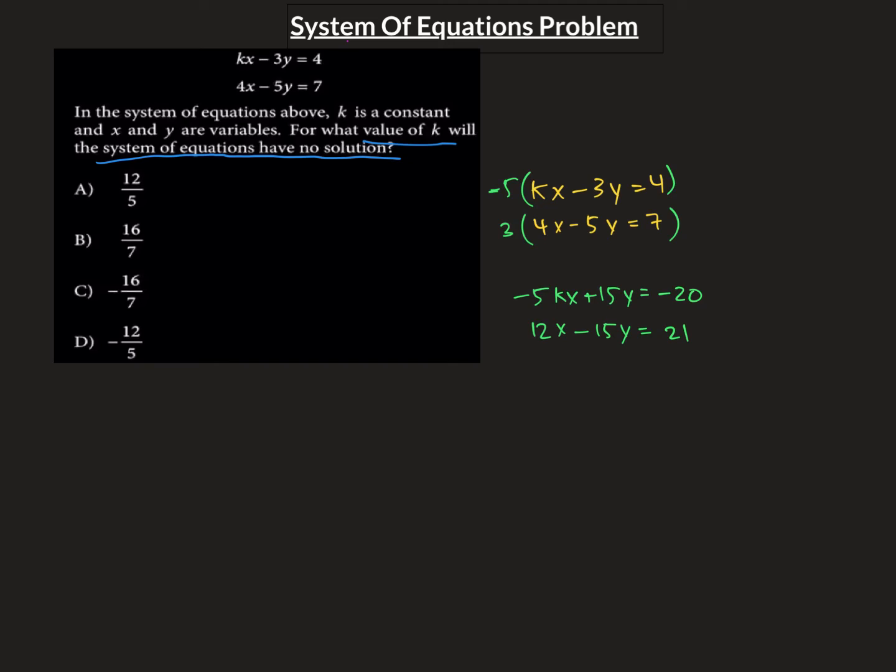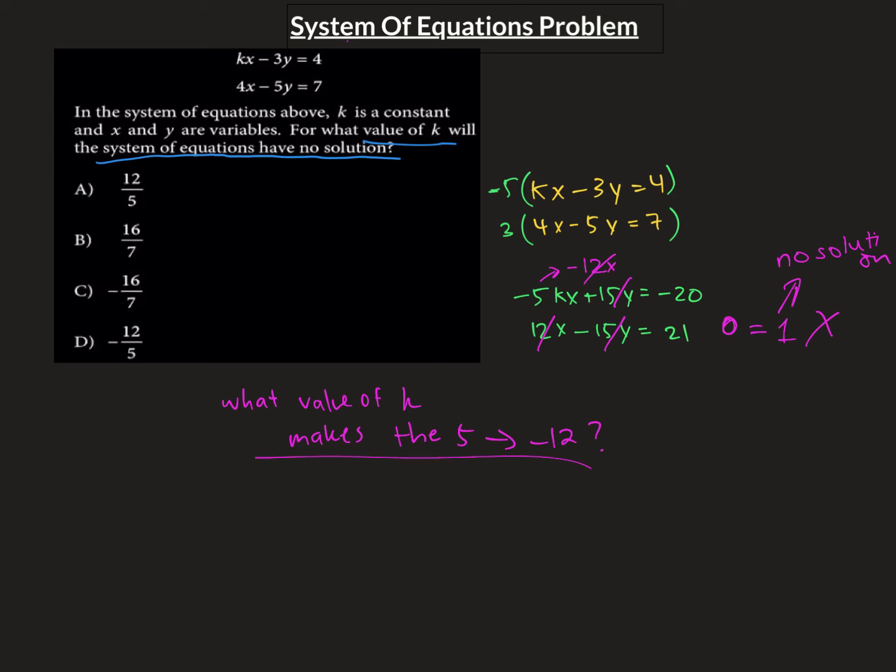So what value of k makes the 5 turn into a negative 12? That's what we're trying to solve here. Because if this were to become a negative 12x, that means you could cancel these both, and that would make it 0 is equal to positive 1. And that's not true. So that means there is no solution.